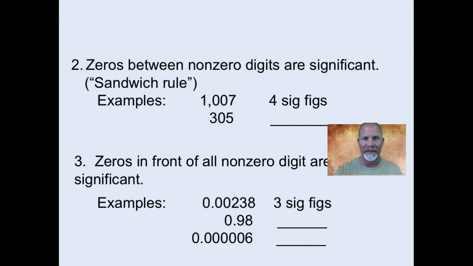Now 1 up until 9, they get sandwiched there. So I see 1007, my zeros are sandwiched. That makes them significant. 305, my 0 is sandwiched. That means I have 3 sig figs.